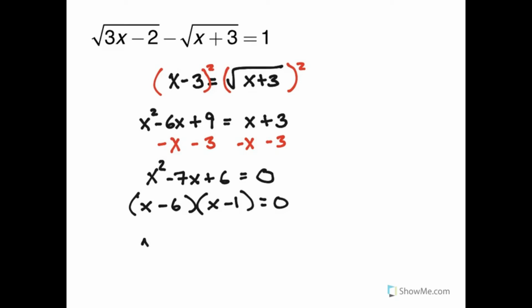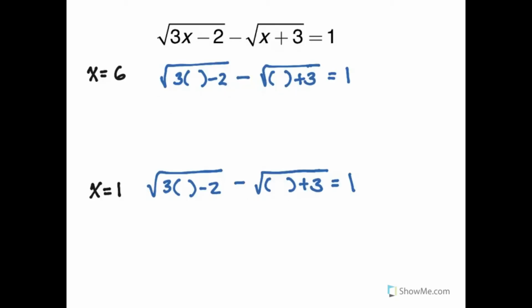And so x minus 6 equals 0 gives me a solution of x equals 6. And x minus 1 equals 0 gives me a solution of x equals 1. But we can't forget the crucial step of checking those solutions in the original equation. Well, let's put 6 in and see what happens.